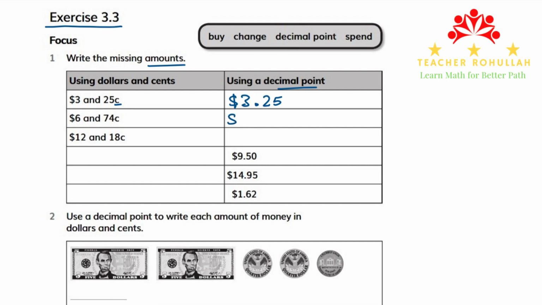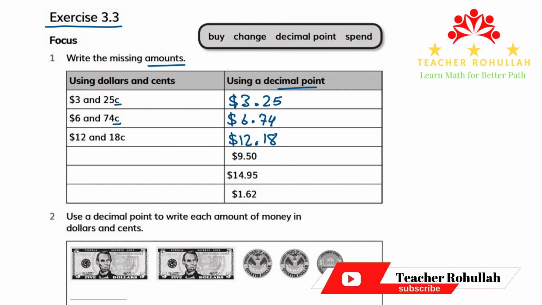The second amount is $6.74. So we have to give the dollar sign, 6, the decimal point, and 74 cents. So we don't write the sign of the cent. So the amount is $6.74. The third amount is $12.18. So again, the dollar sign should be given here. $12, the decimal point, and 18 cents. The amount is $12.18.